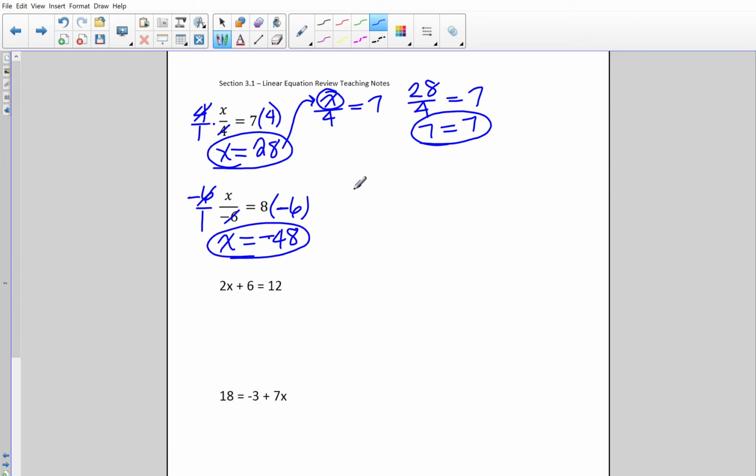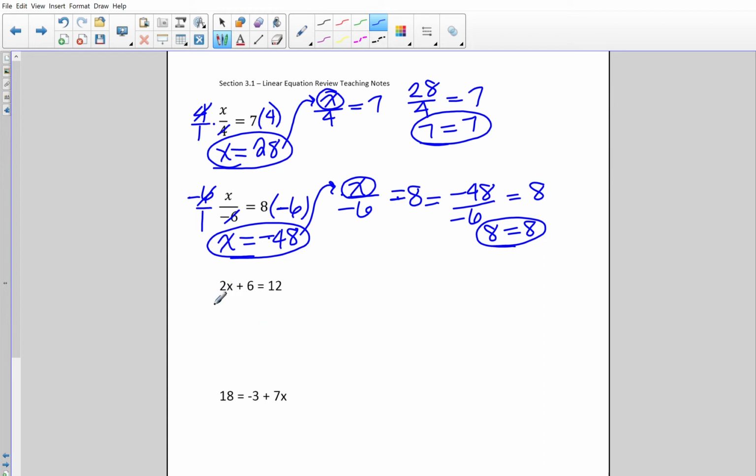So I'm going to go back and check it again. I have x over negative 6 is equal to 8. This x is going to be replaced by that negative 48. So I have negative 48 divided by negative 6 is equal to 8. Now that negative divided by a negative is going to give me a positive 8, which matches this positive 8 on the other side. Okay, for the next one, I have a multi-step equation.